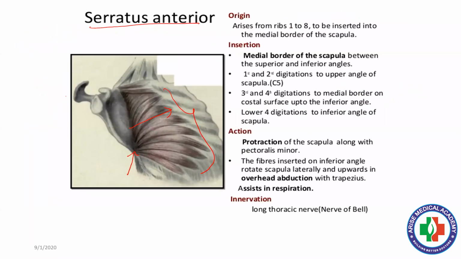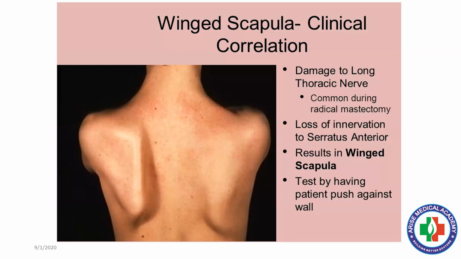And imagine what would happen if there is damage to the long thoracic nerve. If the long thoracic nerve is damaged during axillary lymph node dissection or radical mastectomy, the serratus anterior is lost. The serratus anterior attaches to the medial border of the scapula and pulls the scapula forward. But if there is damage to serratus anterior, you cannot pull the scapula forward. Instead, it goes backward and the medial border of the scapula becomes prominent.